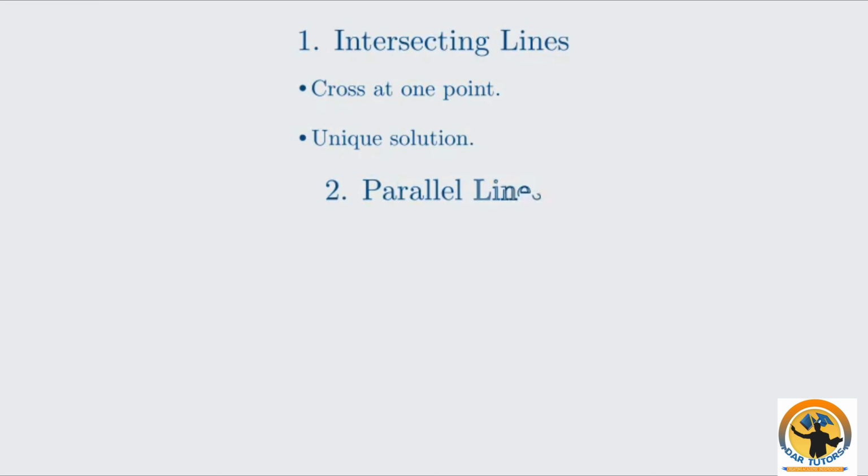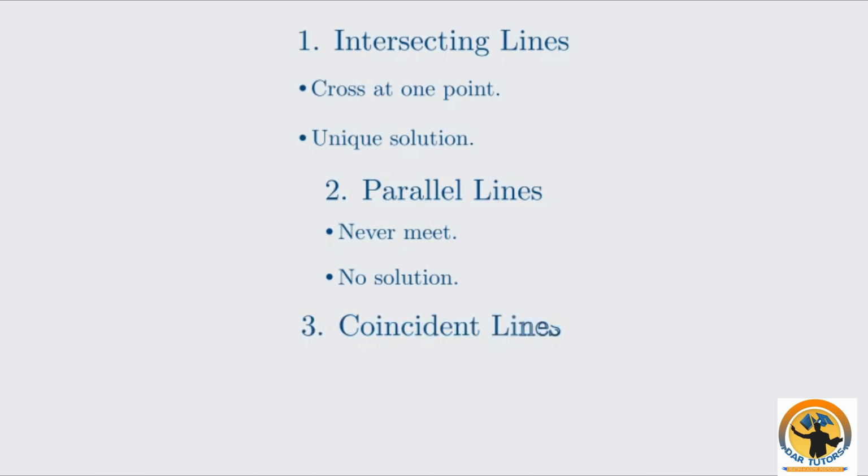Second, the lines can be parallel. They run side by side, never meeting. Algebraically, this corresponds to a system of equations with no solution. Third, the lines can be coincident. This is the case where the 2 equations actually represent the exact same line. As a result, every point on the line is an intersection point, leading to infinitely many solutions.